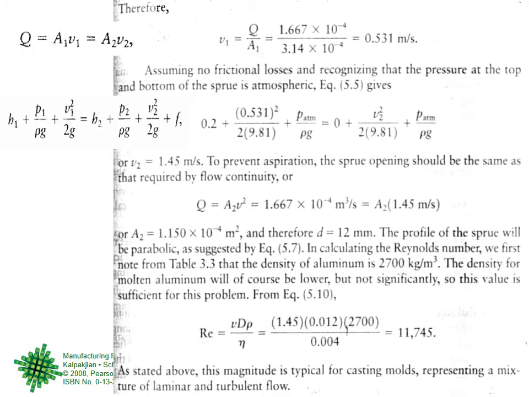Q is equal to A1 V1, so V1 is equal to Q by A1, right? So write the value, but now they are all standard same units. So you get velocity as so much meter per second. Now this is the Bernoulli equation, right?